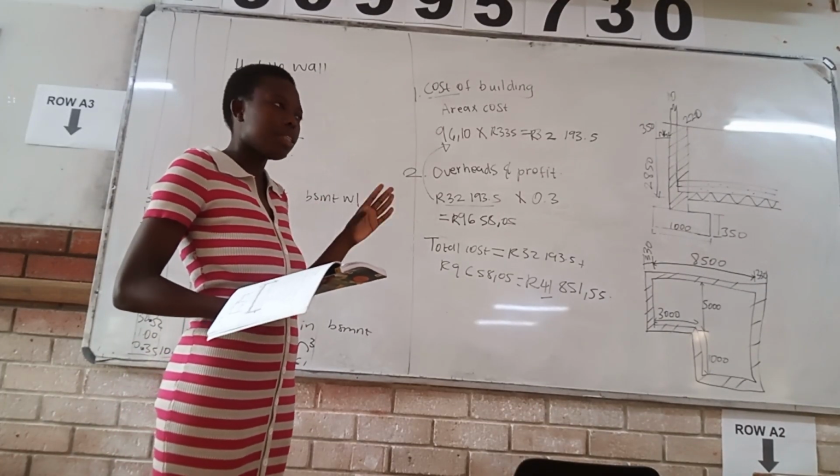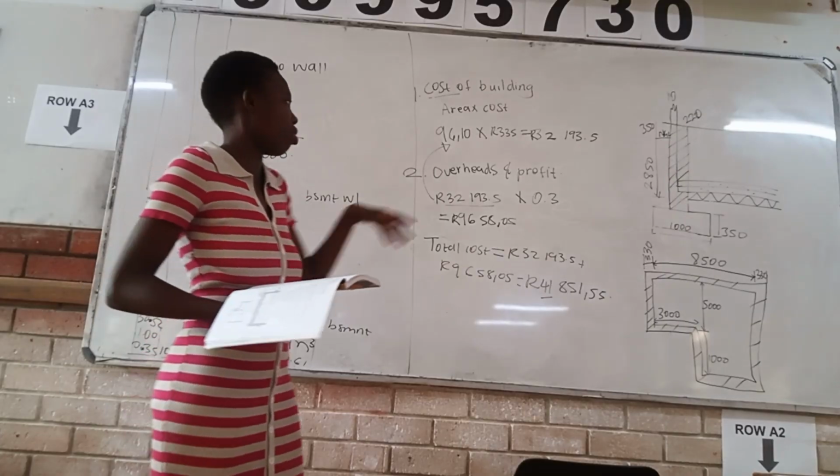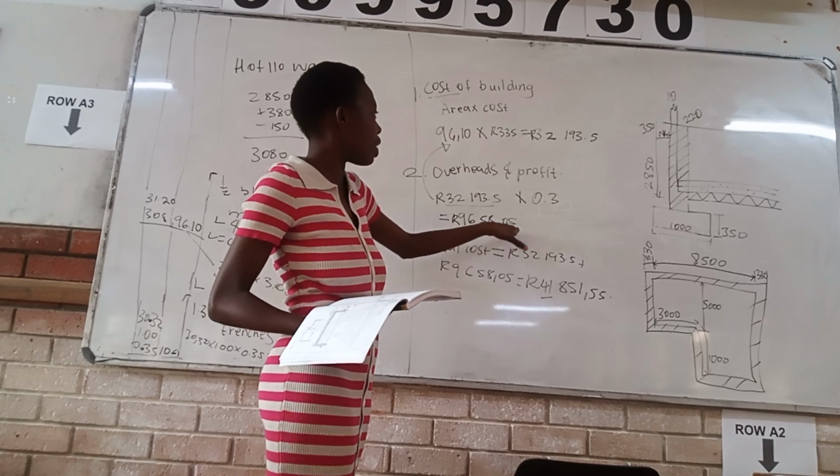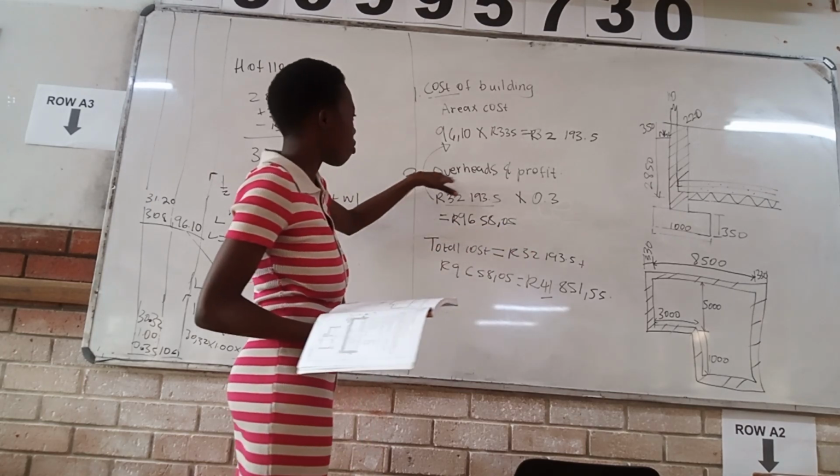30% here, we just say 30% equal sign. How we divide it: for 0,3 again, or 30% equal sign. So there it is. There is our cost of the overhead and profit.